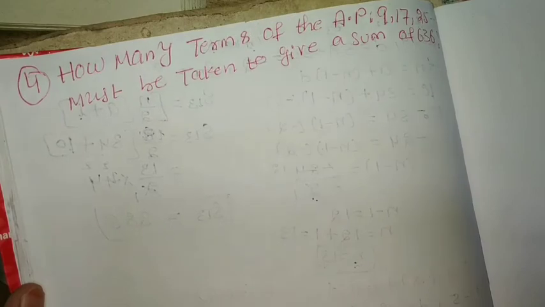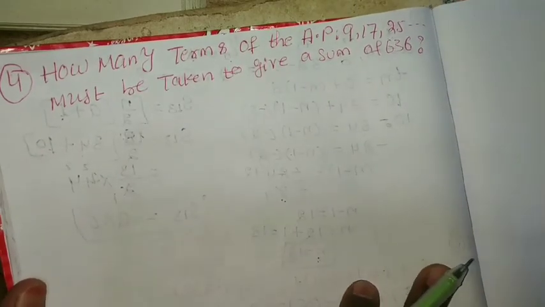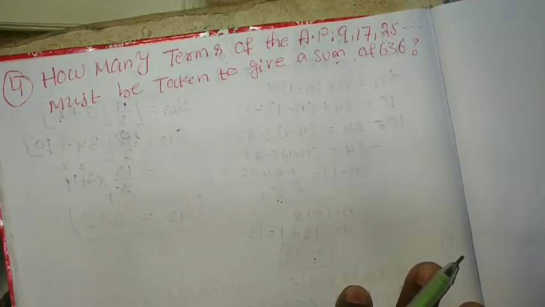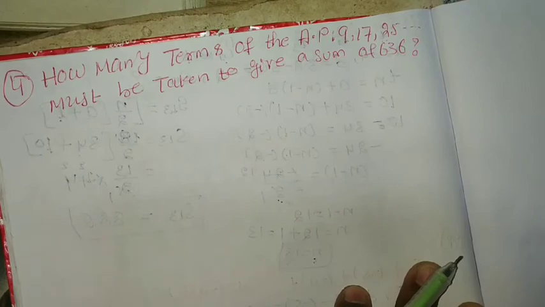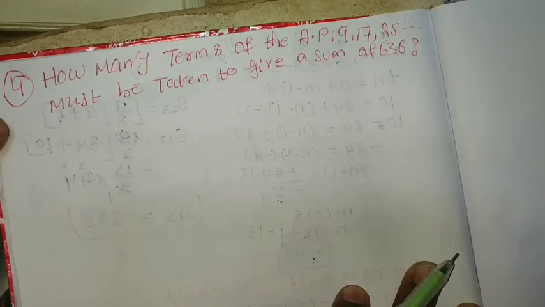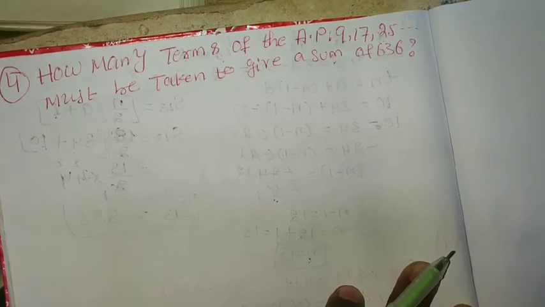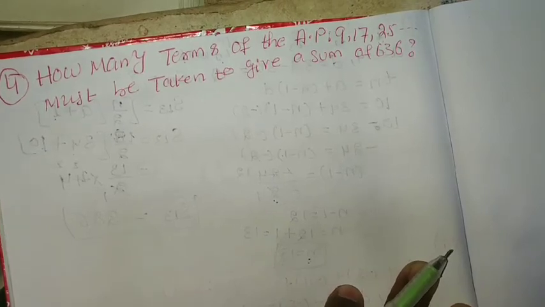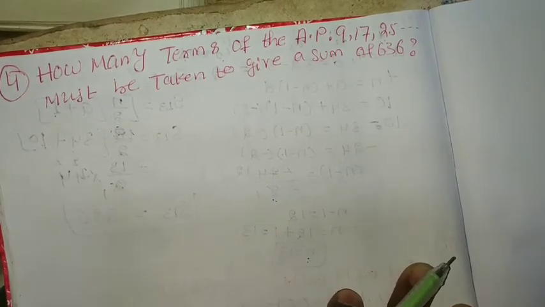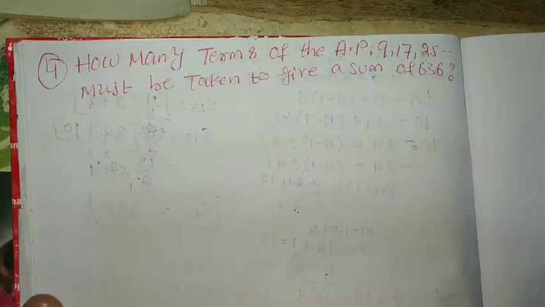What is given? How many terms of the arithmetic progression 9, 17, 25 must be taken to give a sum of 636? This question is related only to CBSE, NCERT students and also the Karnataka State Board syllabus, not for AP and Telangana state students. Understand? Let's start the solution.